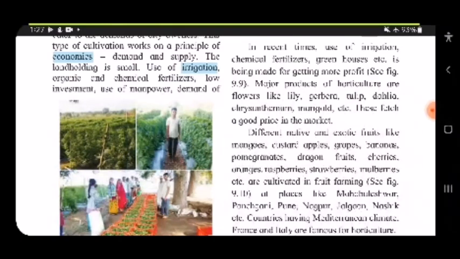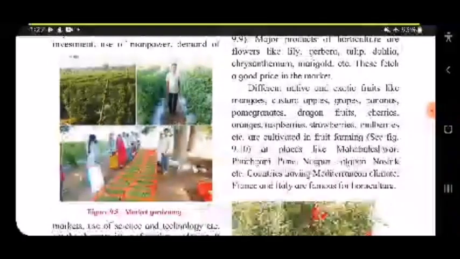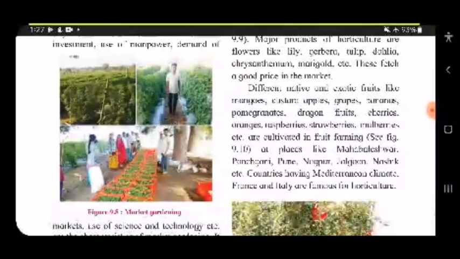Major products of horticulture are flowers like lily, gerbera, tulip, dahlia, chrysanthemum, marigold, etc. These fetch a good price in the market. That means when you go to sell all these flowering plants in the market, you get a good price. Then you get different fruits also like mangoes, custard apples, grapes, bananas, pomegranates, dragon fruits, cherries, oranges, raspberries, strawberries, mulberries, etc. are cultivated in fruit farming.